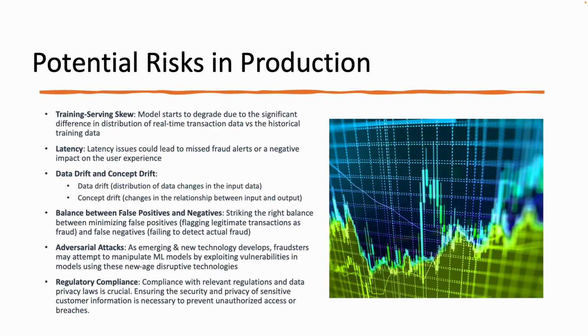Data drift and concept drift both can lead to several potential risks in production. Balance between false positives and negatives. It's very important we strike the right balance between them because we want to minimize false positives, that's when we flag legitimate transactions as fraud, and false negatives, where we fail to detect actual fraudulent transactions. Both are very risky on the other side, but we need to definitely make sure that we run through a lot of edge cases when we test the model so that we don't fall prey to this problem.